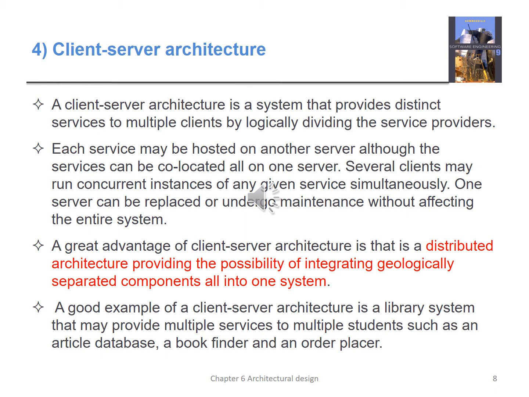A good example of client-server architecture is a library system that may provide multiple services to multiple students, such as an article database, a book finder, and an order placer.